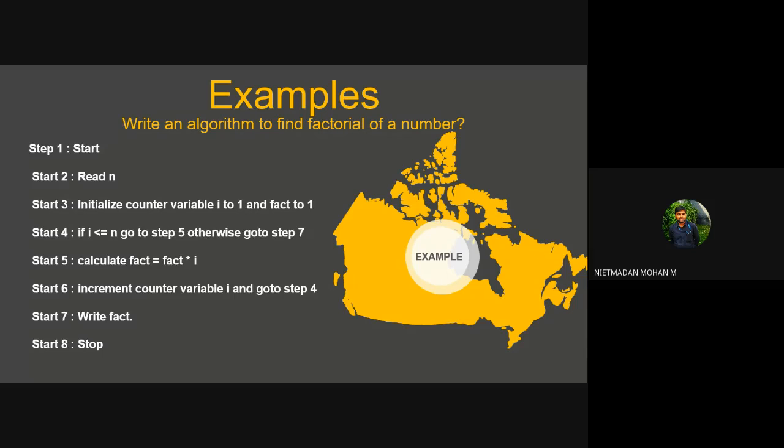So you can see in step 2, read n. So n is the number you want to collect. If you are giving an input n equal to 2, you can calculate manually. If you want to find the factorial for the number 2, then what will be the value? 2, sir. So 1 into 1 and 1 into 2, right?